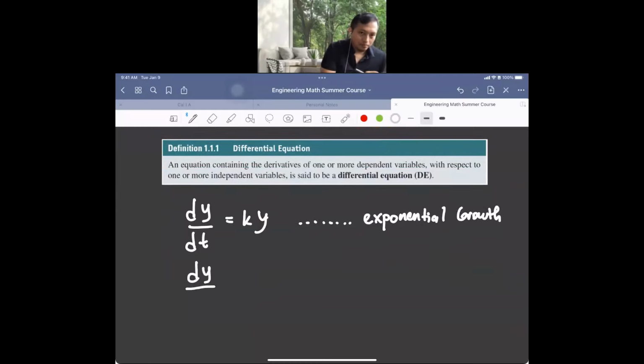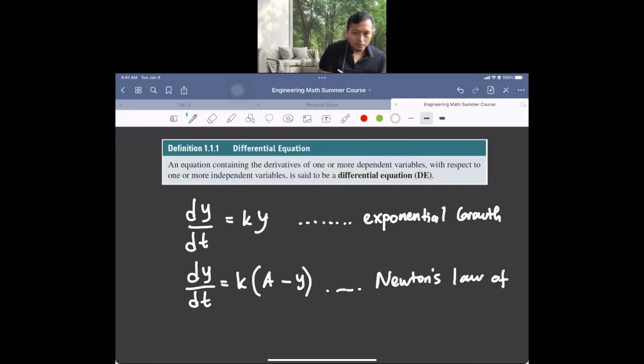And this is also in physics. We call this Newton's law of cooling. And this type we call ODE, or ordinary differential equations.